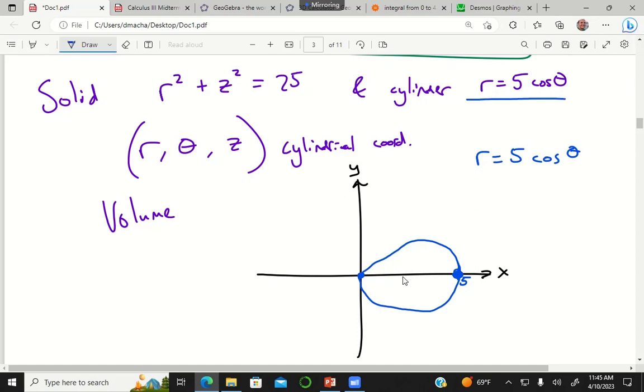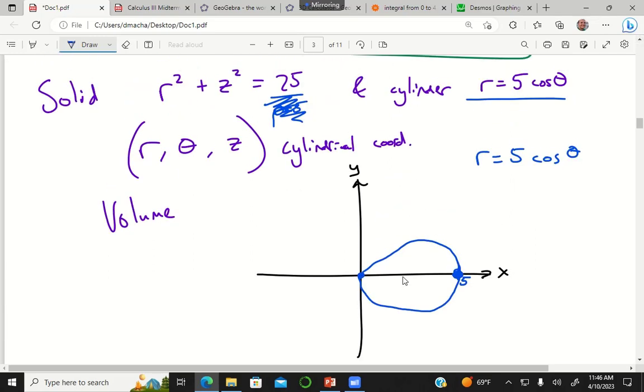This cylinder does not tell me what my z coordinate is, so it's going to be the same shape for every z coordinate as it goes up. And I also have to be bounded on top by this sphere. If we remember that r squared is x squared plus y squared, then that's x squared plus y squared plus z squared. So this sphere is centered at the origin with radius 5. Or I could say rho equals 5 to pretend I'm using spherical coordinates.